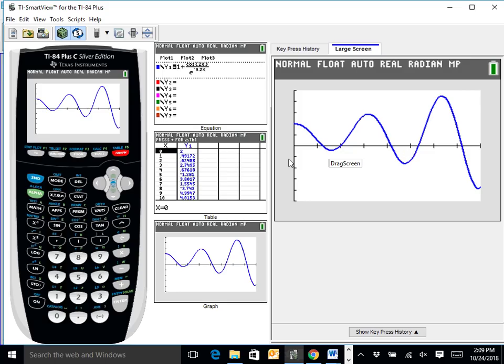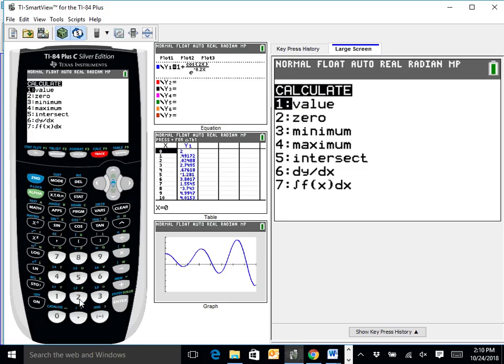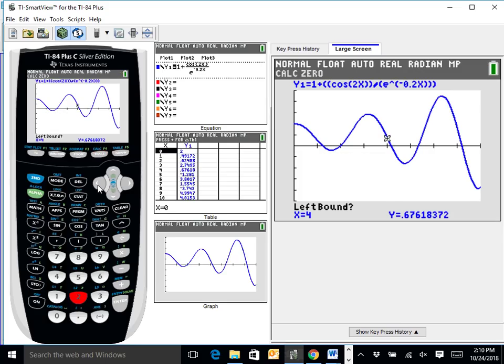Now to find those zeros, I need to do second calc number 2. Okay? Now it's going to ask for a left bound. It always starts you right in the middle of the graph. So I just got to arrow over. I'm just going to hold this down until I'm on the left side of the 0. Okay? That's a left bound. I'll hit enter. Now I want to get on the right side of the 0 that I want. To the right of it, I'm going to hit enter, and then I have to hit enter one more time.